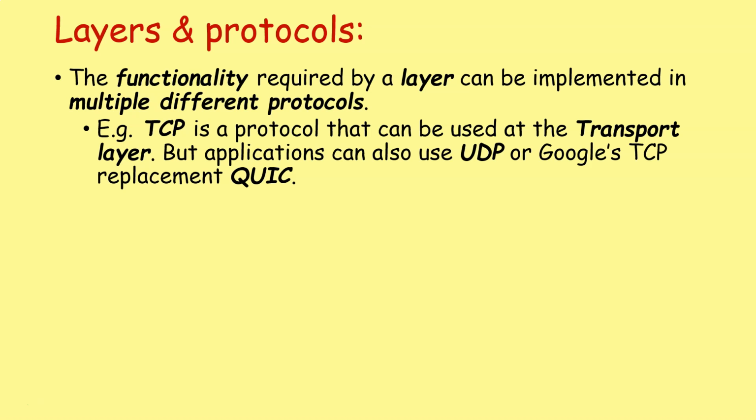So for example, TCP is a protocol that is probably most commonly used in the transport layer, but applications could use other protocols to do the same job. UDP, Google's replacement that they're trying to launch called Quick. There's different transport layer protocols that you could use.